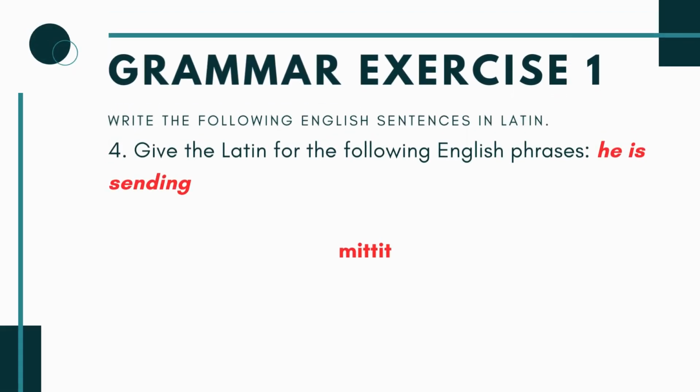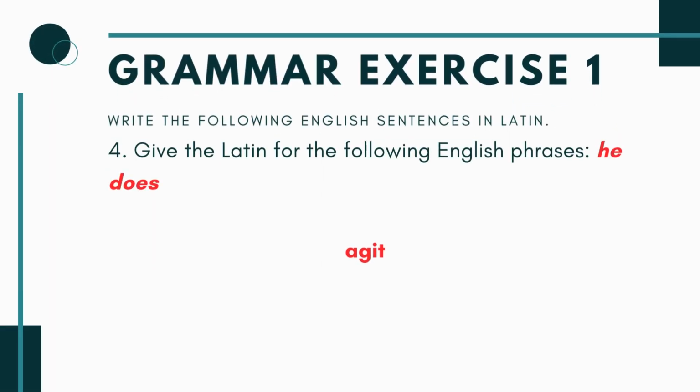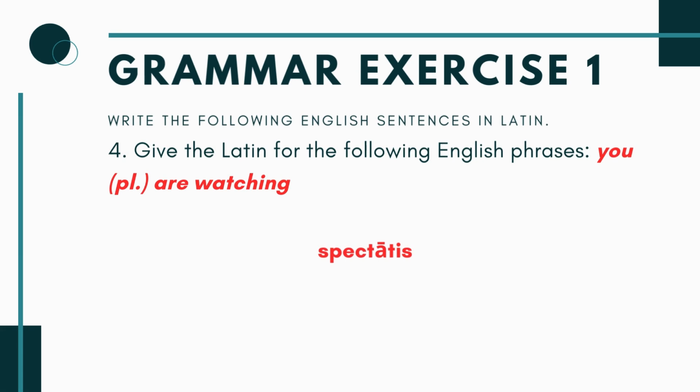Next, you have "he is sending." This is a third conjugation verb. So when you drop the re, you have to flip the e to an i. That's why it's mittit, right? He, she, or it sends. Next, you have "he does." This is the same thing. It's a third conjugation verb, ago agere. So it's going to be agit, right? He, she, or it does. Okay?